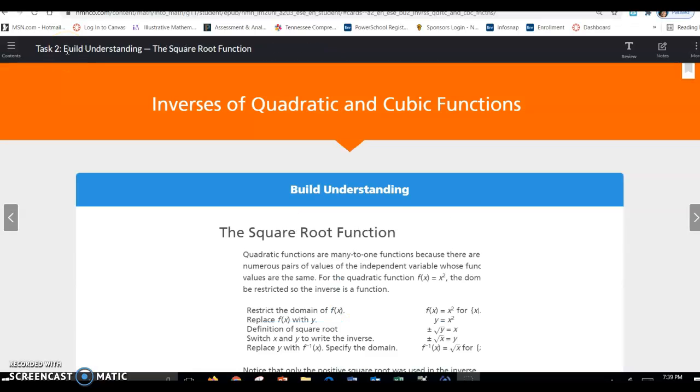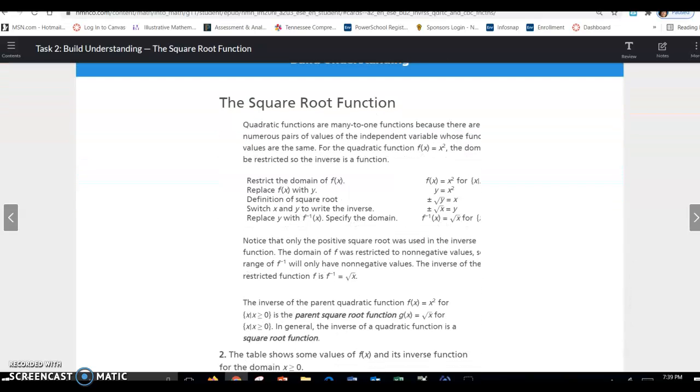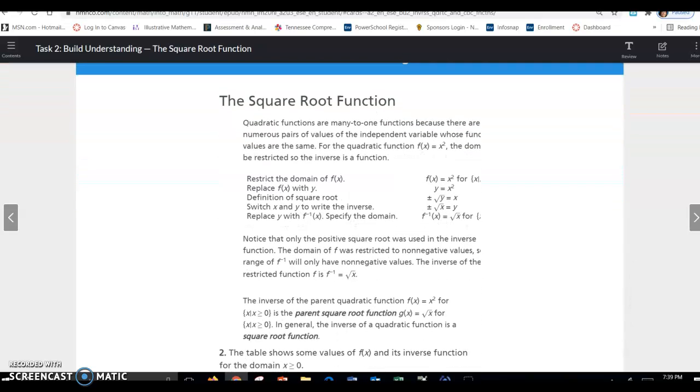Lesson 7.2, task 2. Inverses of quadratic and cubic functions. The square root function. Quadratic functions are many-to-one functions because there are numerous pairs of values of the independent variable whose function values are the same. For quadratic functions, f of x equals x squared, the domain can be restricted, so the inverse is a function.